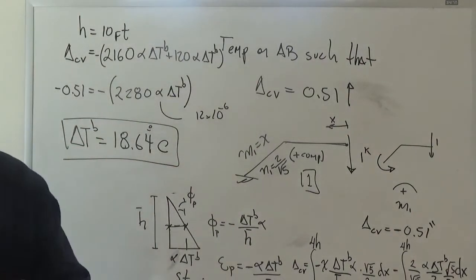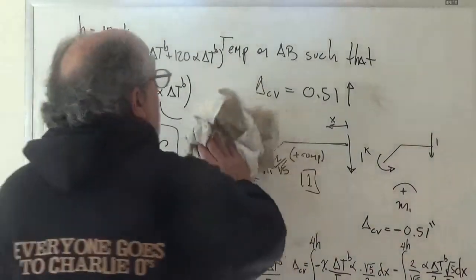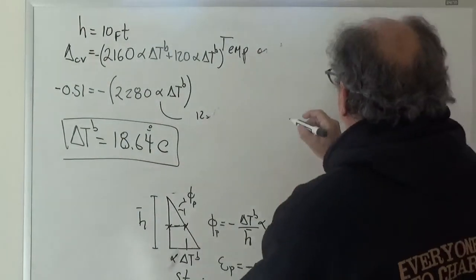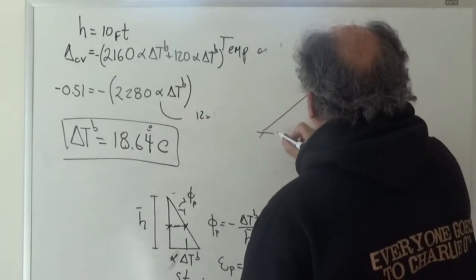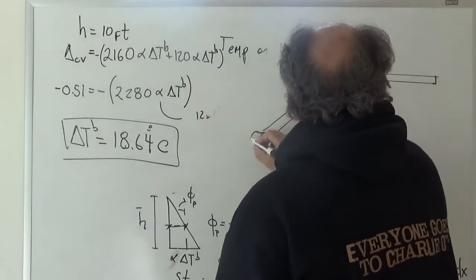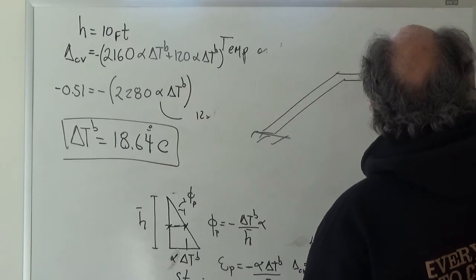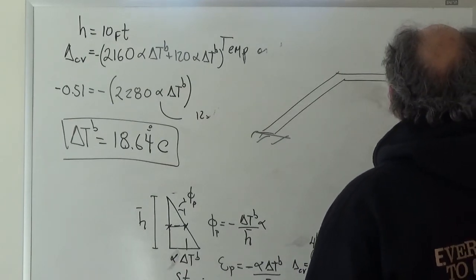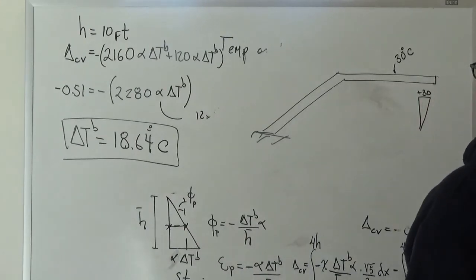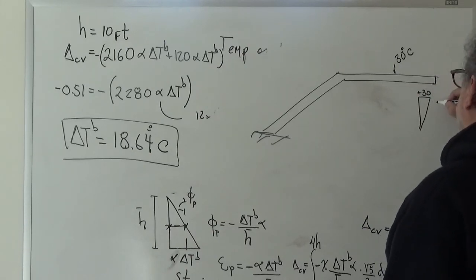So, if we had this structure, this is all we're saying, right? If we had this structure, now I'm drawing it with the size, and this part here was heated by 30 degrees centigrade, so that the temperature distribution across it was like this, then that point would move up a half an inch. No, I'm sorry, that point would move down a half an inch.